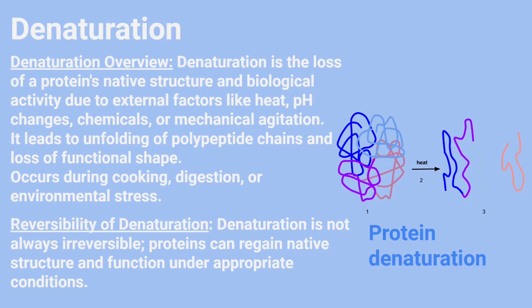Denaturation can occur in various biological contexts, including during cooking, digestion, or exposure to environmental stressors. However, it is important to note that denaturation is not always irreversible. In some cases, in fact, proteins can regain their native structure and function under, of course, appropriate conditions. Let's explore denaturation in more detail and discuss the reversibility of this process.